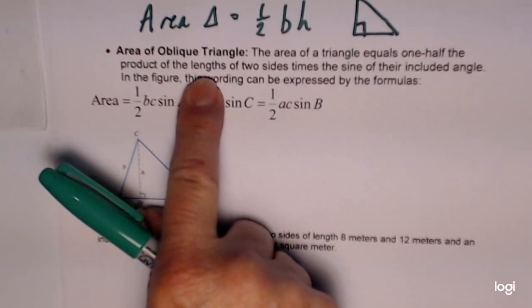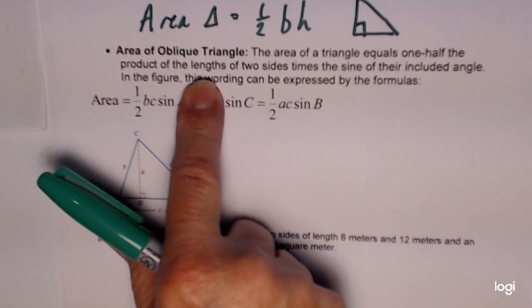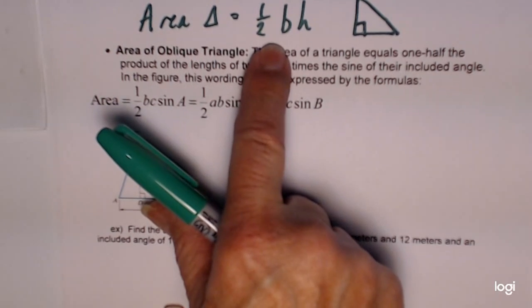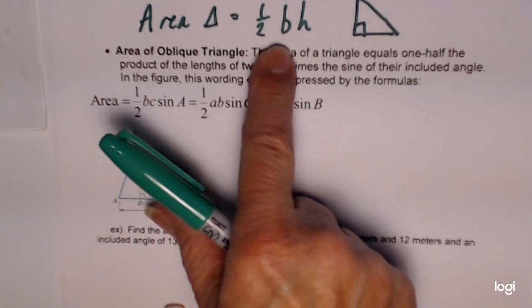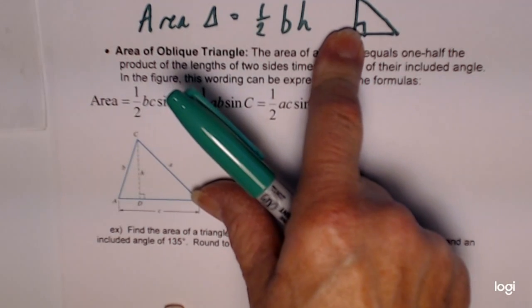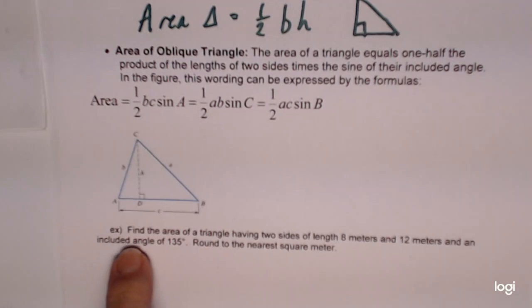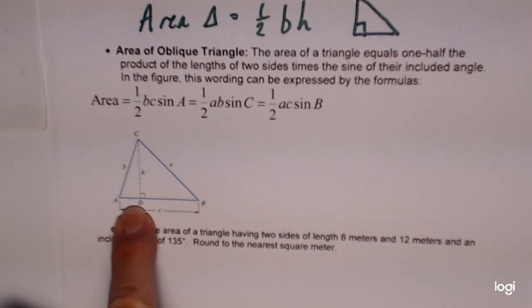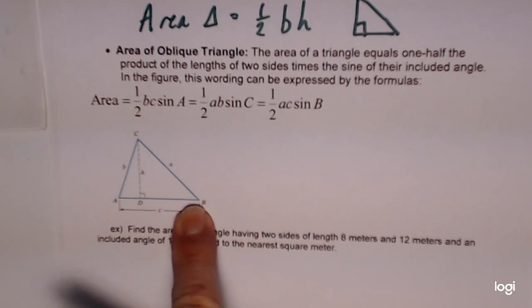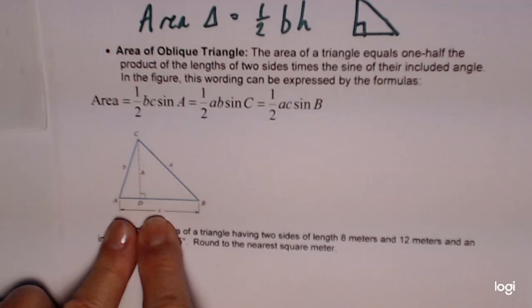However, in the example we're going to be considering now and using the formula we're going to take a look at, we can't use this formula because we don't have a right triangle. So we don't have a height that we're going to be able to use. If we take a look at this picture here first, and then I'll go back up here to take a look at what those words are saying. We have a triangle, an oblique triangle, ABC, but there's no right angle.